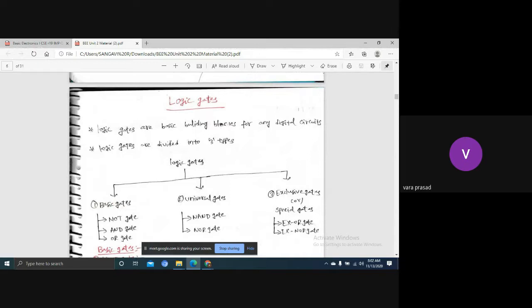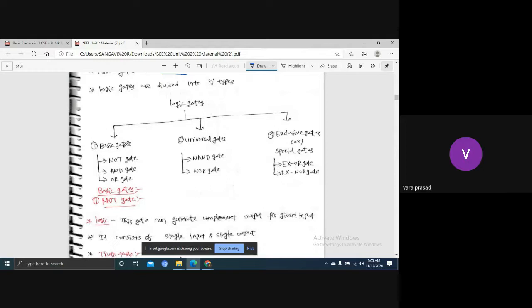Okay, logic gates are basic building blocks for any digital circuit. Logic gates are divided into three types. First one is basic gates, universal gates, and exclusive or special gates. Basic gates are the NOT gate, AND gate, OR gate. Universal gates are NAND and NOR gates, and special gates are the XOR gate and XNOR gate.